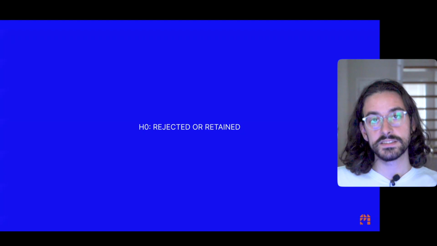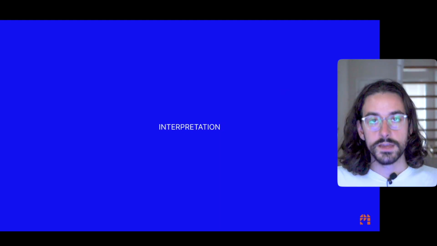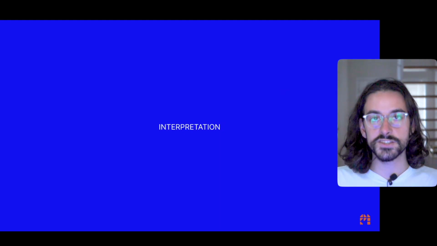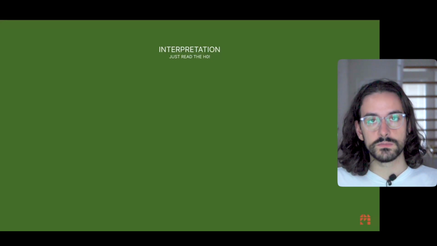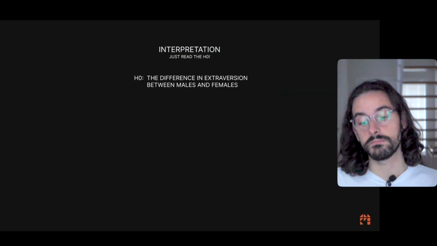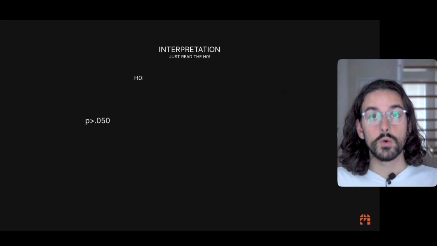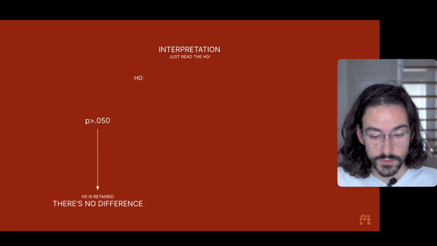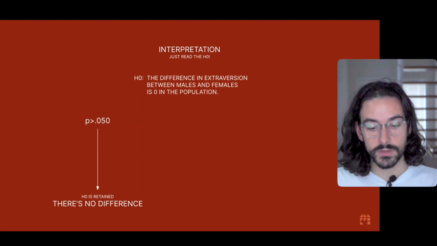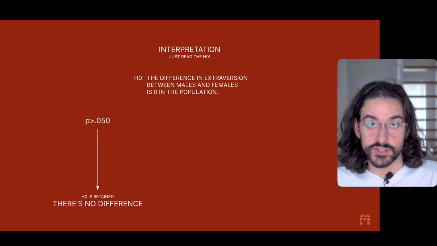So we know that null hypotheses can be rejected or retained. And then what? That's when we get to interpretation. There are many things we're going to do in terms of interpretation as we move on with the course. Now I'm just going to teach you how to interpret p-values and significance. Initial interpretation is just to read the null hypothesis. The null hypothesis says the difference in extroversion between males and females is 0 in the population. And we found a p-value that's larger than 0.05. We know that we're going to retain the null hypothesis. So let's read the null hypothesis: the difference in extroversion between males and females is 0 in the population. That's the interpretation, okay? And so there's no difference.